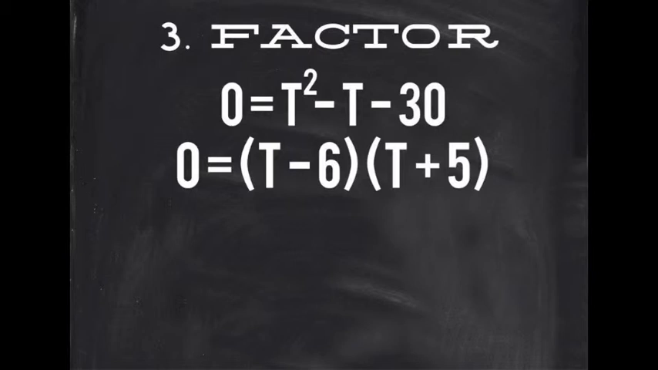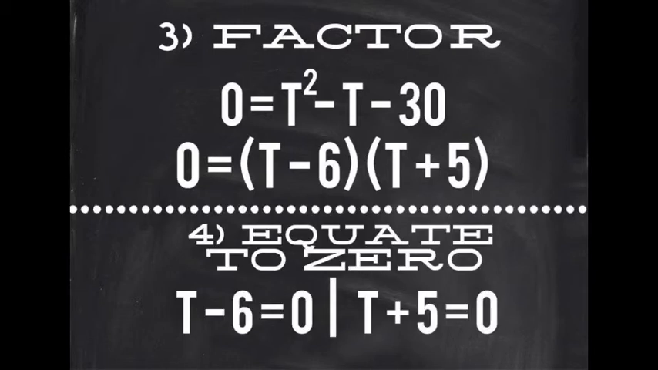These two numbers are negative 6 and positive 5, which will be represented by the equation 0 equals t minus 6 times t plus 5. The fourth step is to equate the two values of the new equation to 0. Therefore, it will become t minus 6 equals 0 and t plus 5 equals 0.